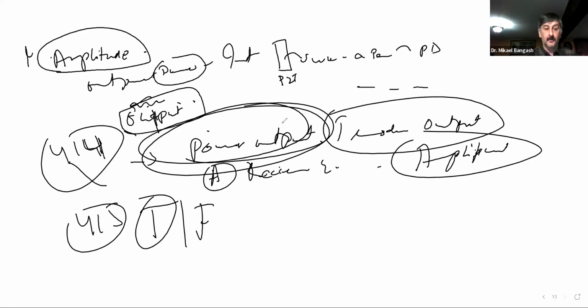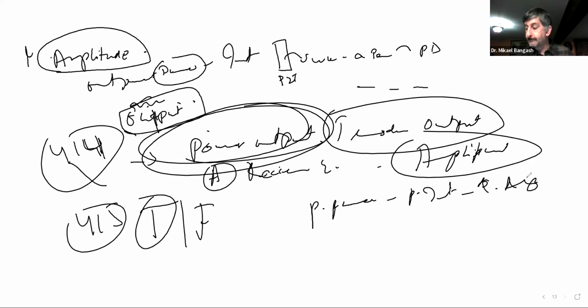So that's here. Pulsar power is just going to be the pulse's intensity, the pulse's amplitude. Did you guys get that? Yeah. Good.